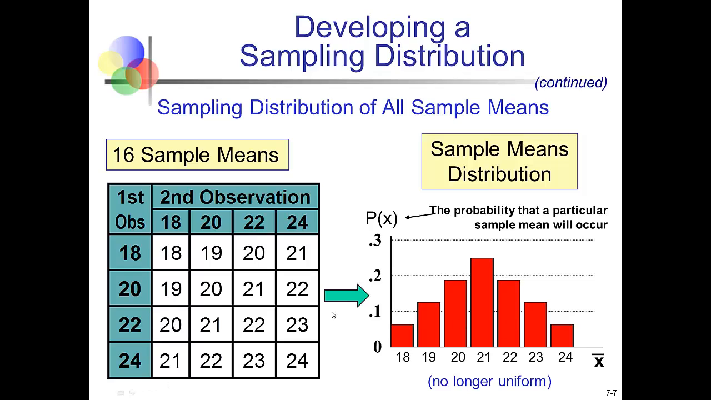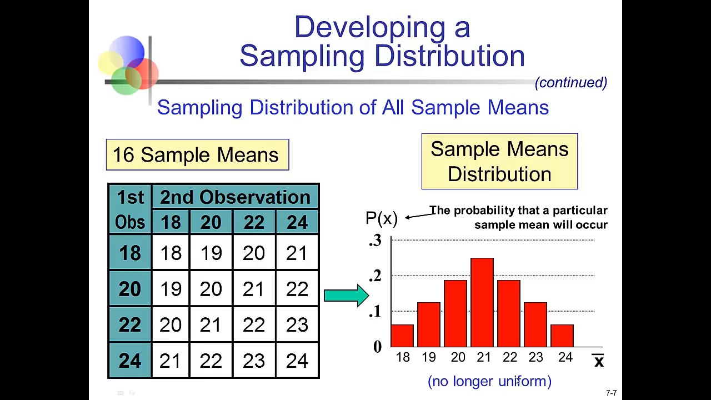There's one way out of these 16 possibilities that we could get 18. There's a 1/16th chance of getting the average of 18. There's 2 19s, so there's a 2/16th chance of getting 19. There's 4 21s, so there's a 4 out of 16 chance, or a 25% chance of getting 21 as the average, and so on. So we see the distribution of all of the possible sample means that we could get and the associated probabilities. This is a sampling distribution. It lists out all of the possible means and the associated probability of each of those means occurring.